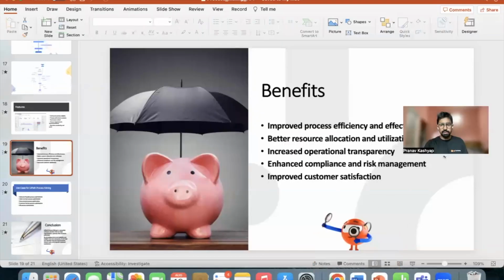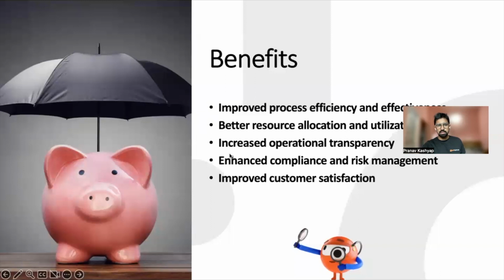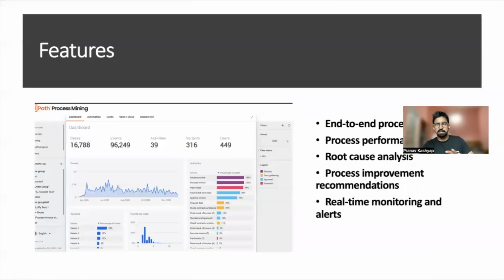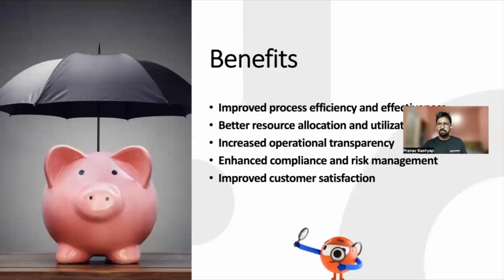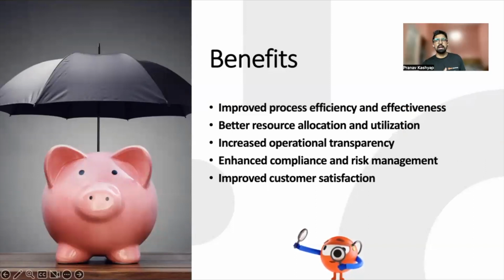Now, we already know the benefits of using the features that process mining provides us. Let's discuss a few of the benefits. It helps us improve process efficiency and effectiveness, and better resource allocation and utilization by understanding how many bottlenecks there are and how many resources are needed. You can use that data to understand where to allocate resources. There will be increased operational transparency. Now you can understand how much time is required to process one item.